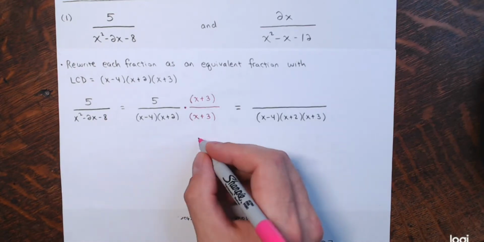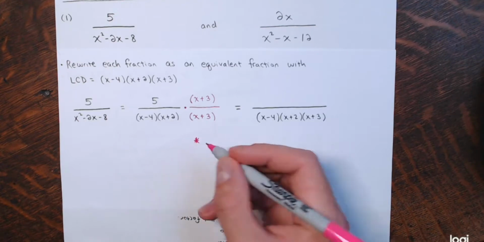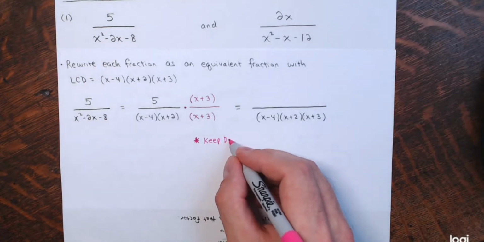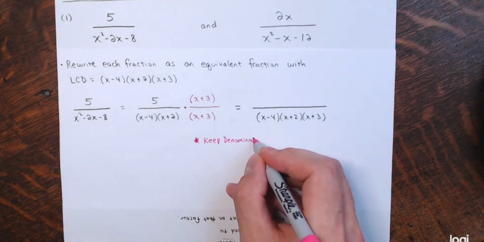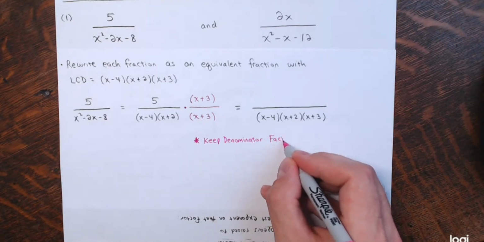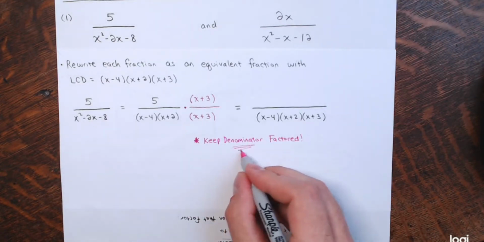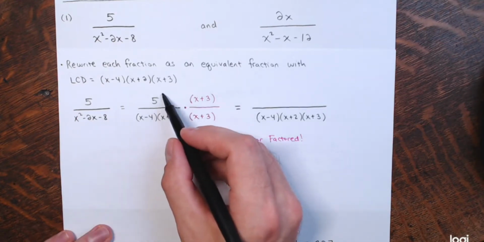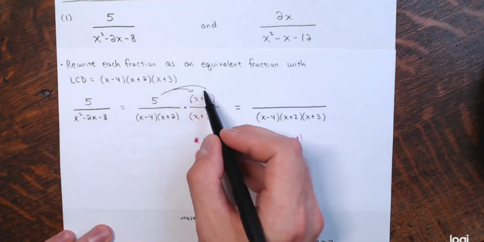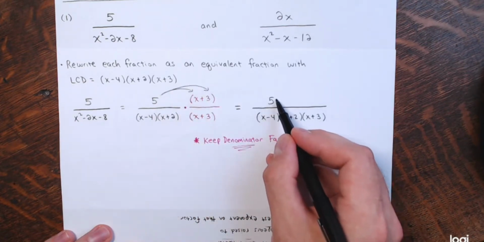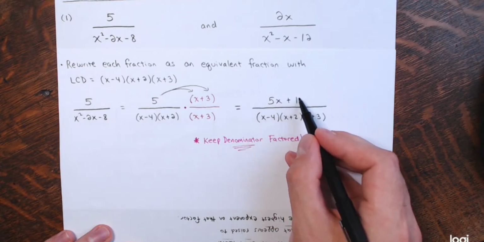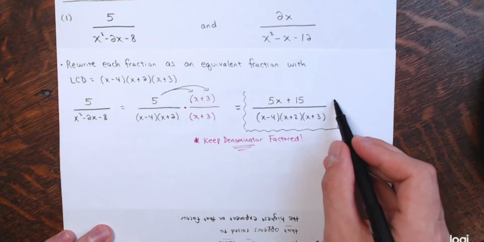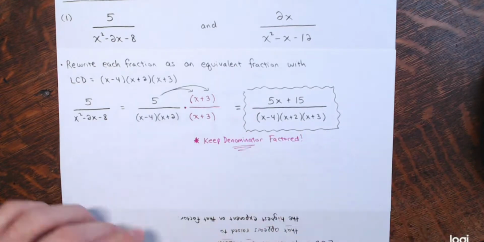So again, just to make things easier in the future when we add and subtract fractions, I'll say this: keep the denominator factored. But just the denominator for right now, just the denominator at the moment. The numerator I'm going to actually multiply out. So 5 times x plus 3, that's 5x plus 15. And here we go, this is part 1. That's just the first fraction.